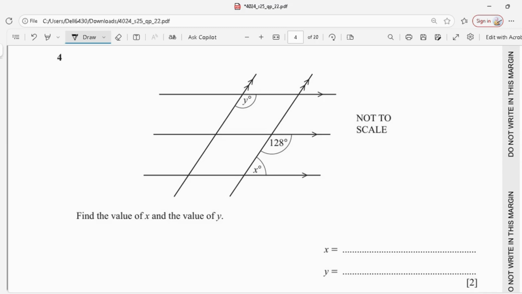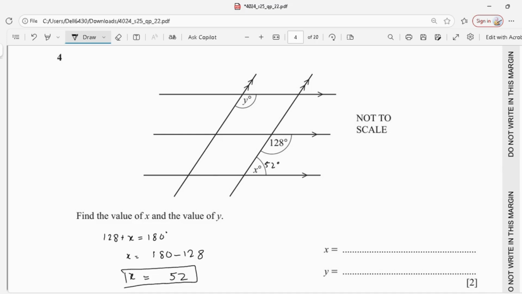Here they have given us two parallel lines, and these three lines are also parallel to each other. We have to find the value of x. As we can see that these two are interior angles, so the sum of these two angles would be 180 degrees. So 128 plus x is equal to 180 degrees. So x would be 180 minus 128, that is 52 degrees. So x would be 52 degrees.